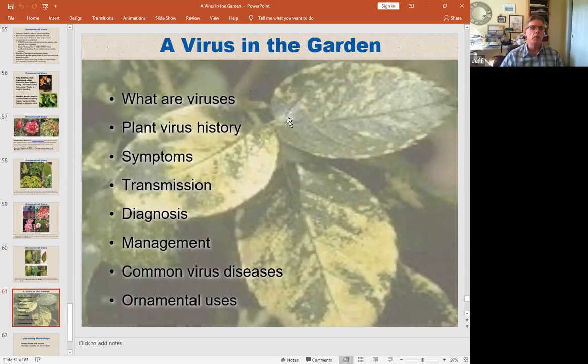But as a little review, we find out what viruses are. They don't have cells. They rely on the host to propagate. They actually kidnap or hijack the cell's manufacturing machinery to produce themselves. A little bit about the history, symptoms, a lot of symptoms. They're important because of the damage they do, and also transmission to non-affected plants. How that's done is very important in control.